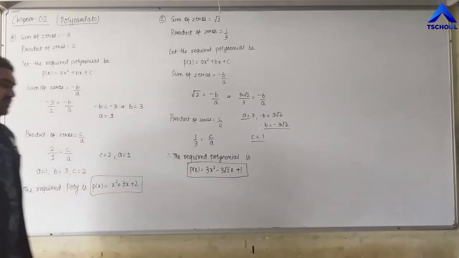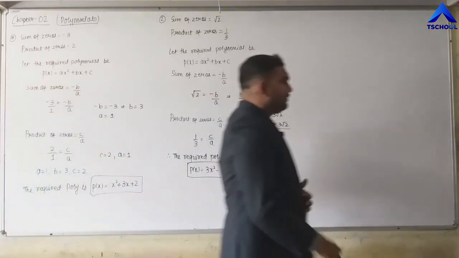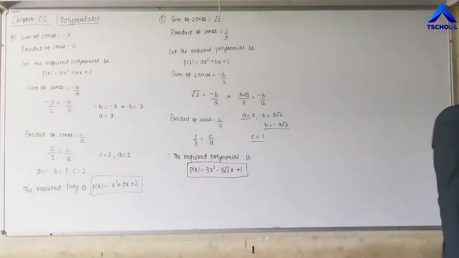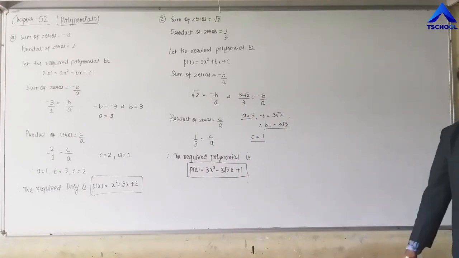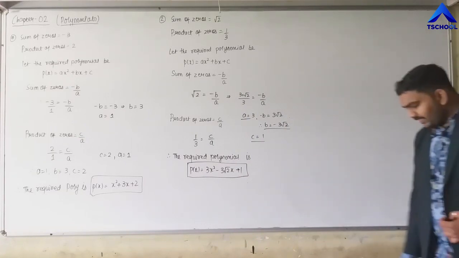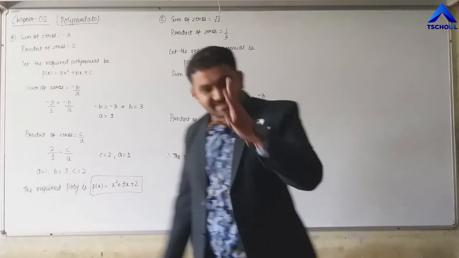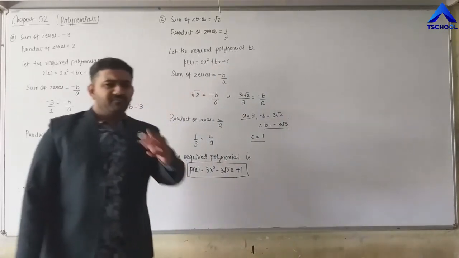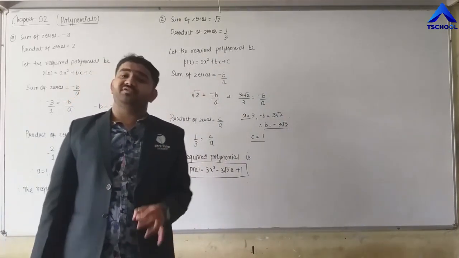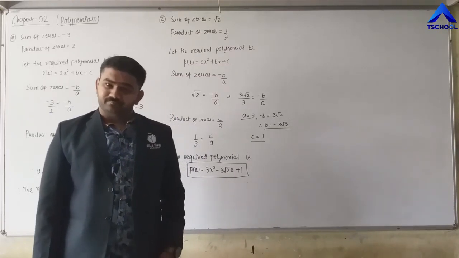Is it clear with this? So again, you can get the required polynomials in this way also, right? That is the second example. Now I have an easy trick for you. Very easy. You can get the answer in a single step.